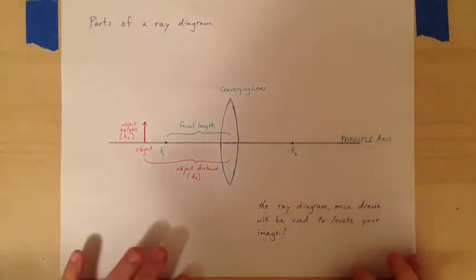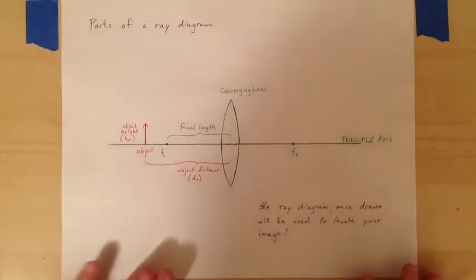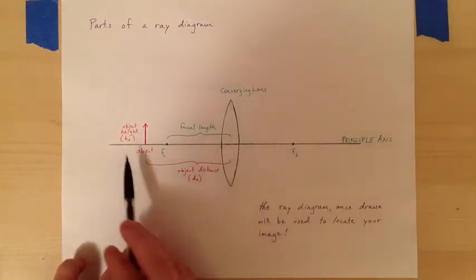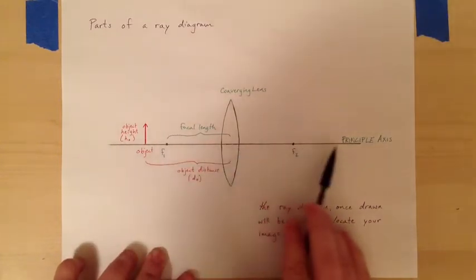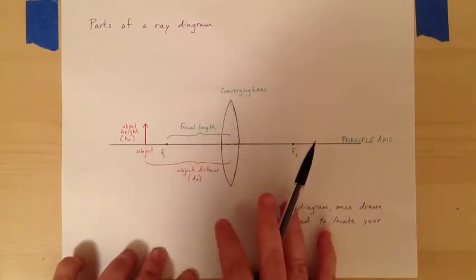This is going to be a video on how to draw ray diagrams. I'm just starting with a picture of all the parts of a diagram. So the lens is here in the center. The line that goes straight through is the principal axis. Alright, so all of these things will be a part of every diagram.